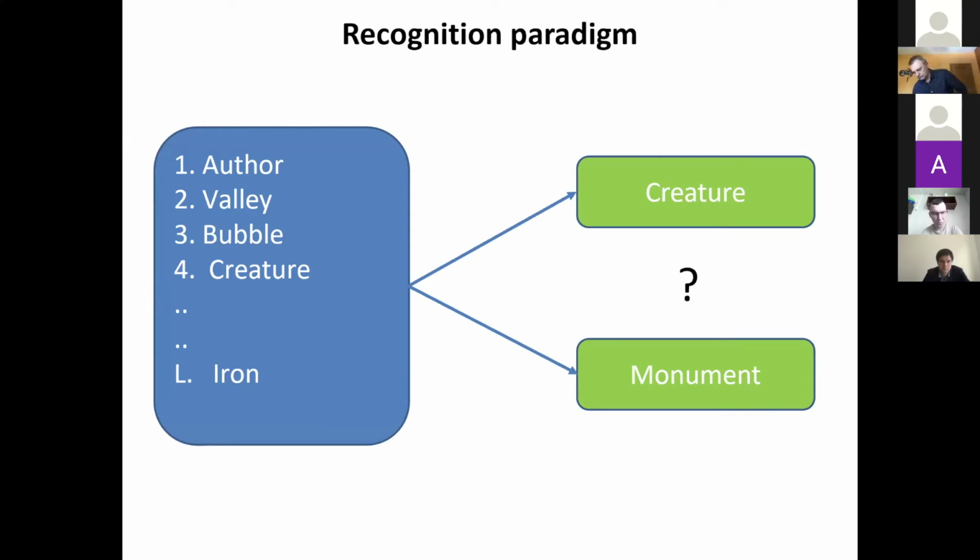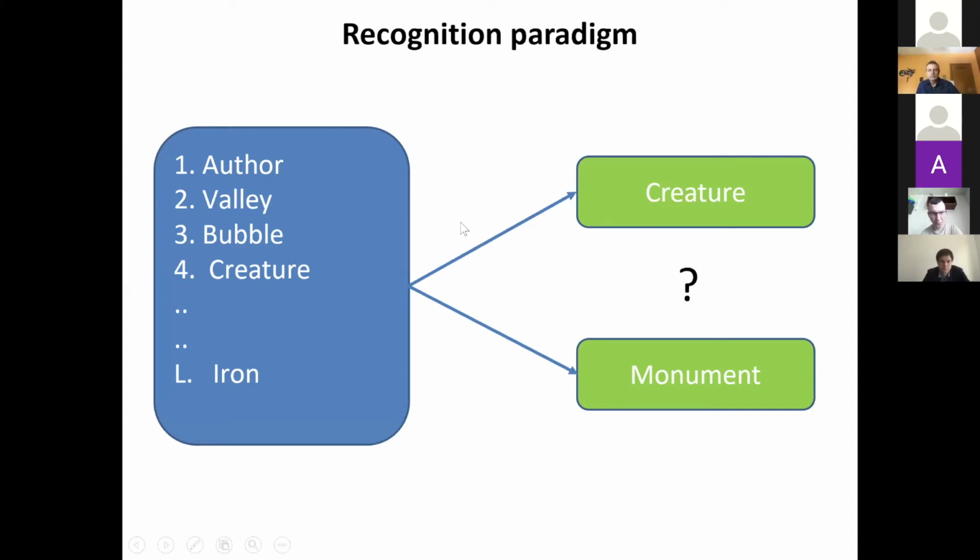In this paradigm, the subjects are presented with a list, and then they are asked to recognize a word from the list. The simplest way to do it is to choose a word from the list, let's say a creature in this case, and then pair it with another distracting word, monument, that was not in the list, and then the subject has to point to the word that was in the list.